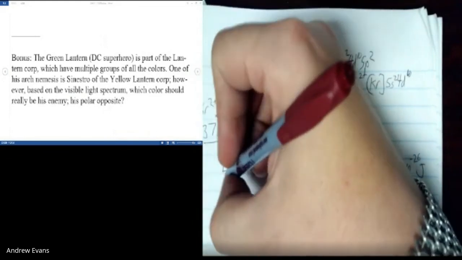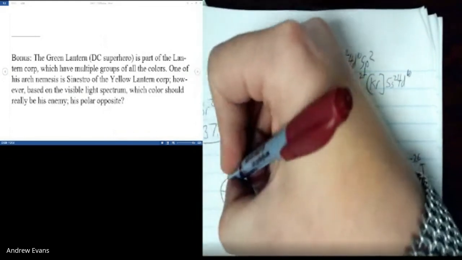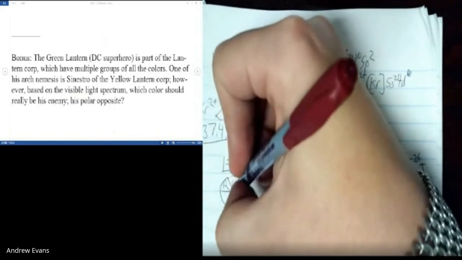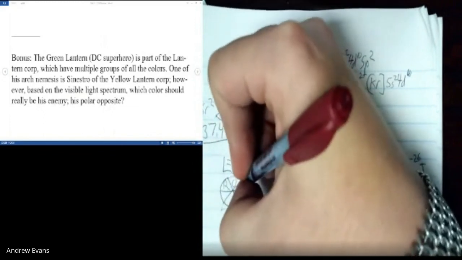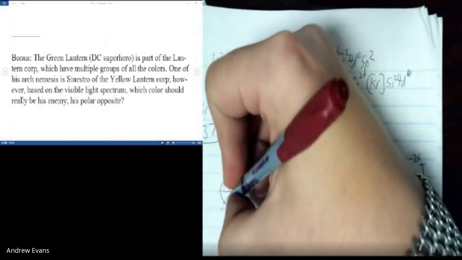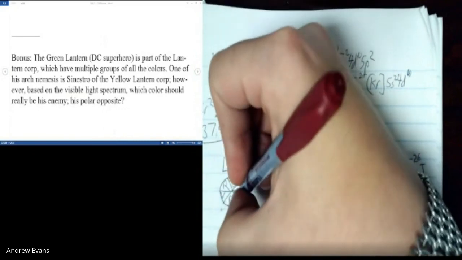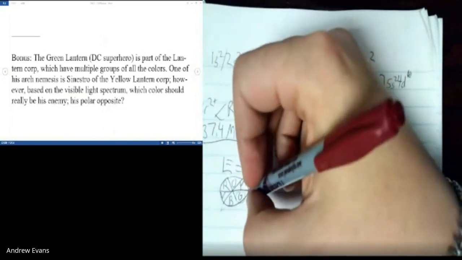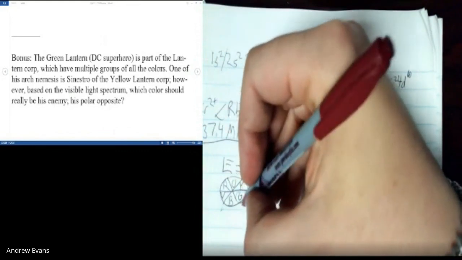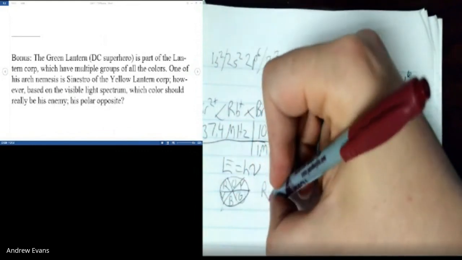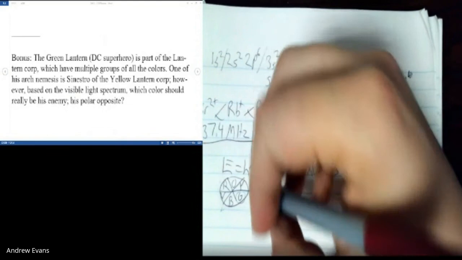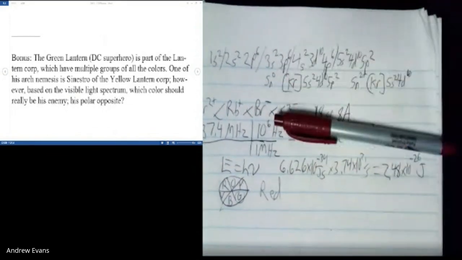So you say, for the circle, red, orange, yellow, green, blue, violet. So green, the polar opposite should be red. So the red lanterns should truly be the villain of the green lanterns. But c'est la vie. Scientists don't always make the comics.